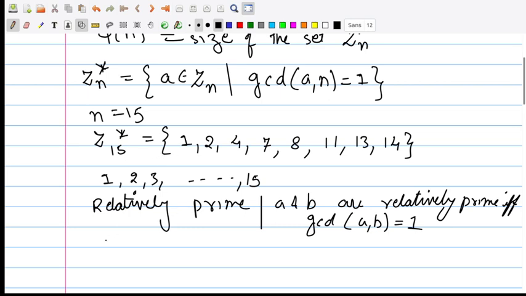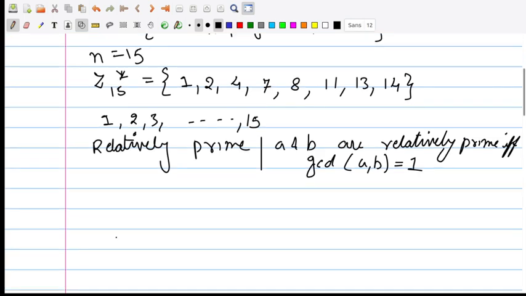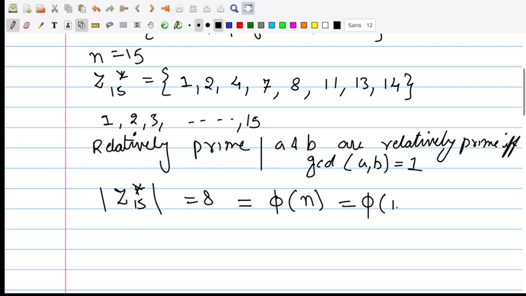Now let us quickly see what the size of Z15 star is. The size of Z15 star is 8. The number of elements in Z15 star: 1, 2, 3, 4, 5, 6, 7 and 8. That is why the size of Z15 star is 8, and this is denoted by the Totient function phi of n. Here n is 15, so this is what phi of 15 is. This is known as Euler's Totient function.